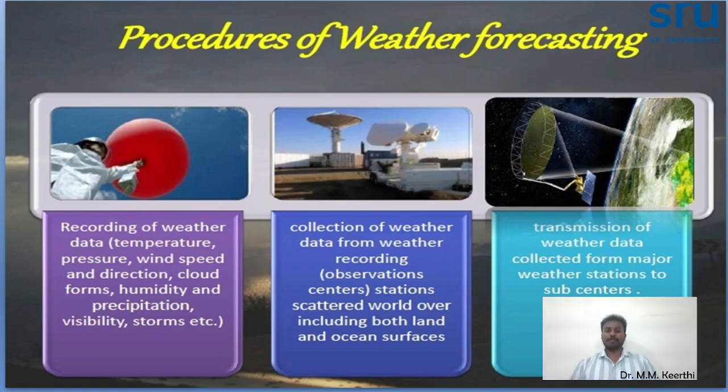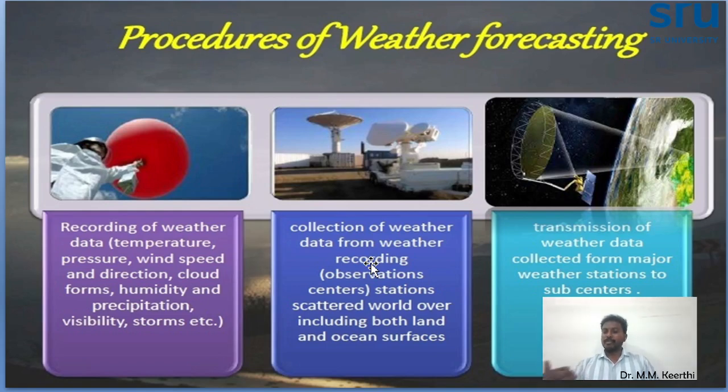Okay, what is the next step? The next step is collection. For example, in one place you are recording, in another place you are recording, like that in different places they are recording the weather data. After that, in the second step, we have to collect all the weather data from the weather observatories. There are mainly two observatories: one is the principal observatory, another is the ordinary observatory, and the third one, which we talk about nowadays, is the automatic weather station. From these, wherever available, we need to collect all the weather data from the different places.